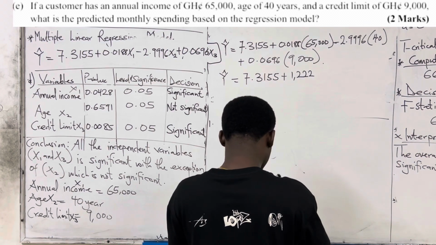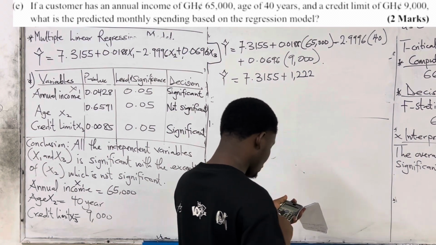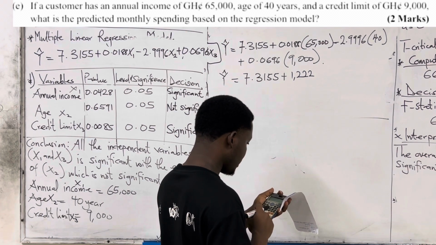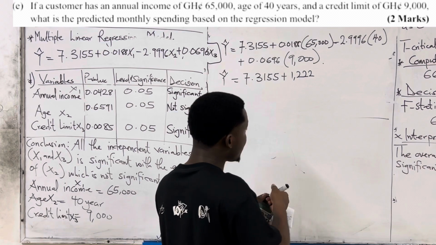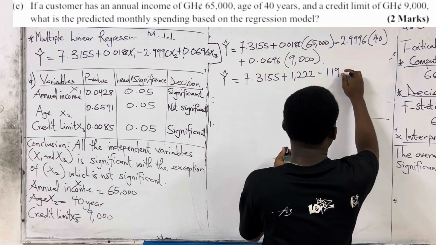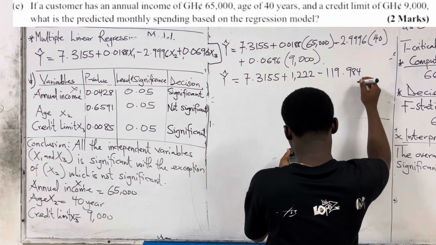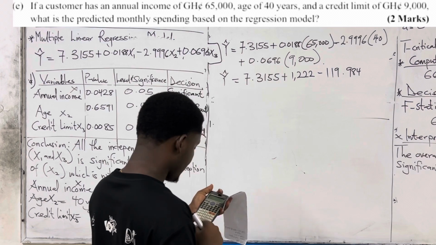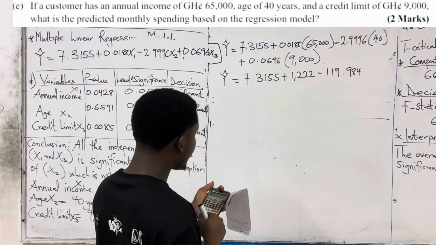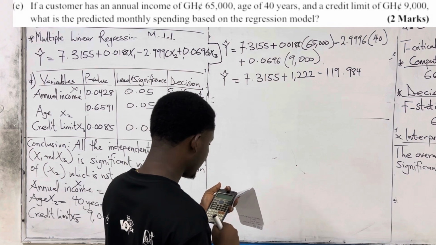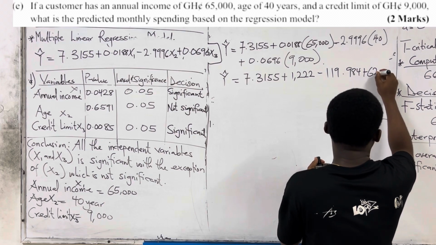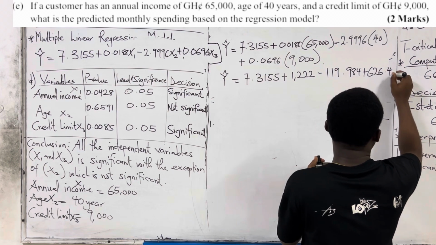And we have a negative 2.9996 multiplying the 40, and that one is giving us negative 119.984. Then we have 0.0696 multiplying 9,000. That one also will give us positive 626.4.